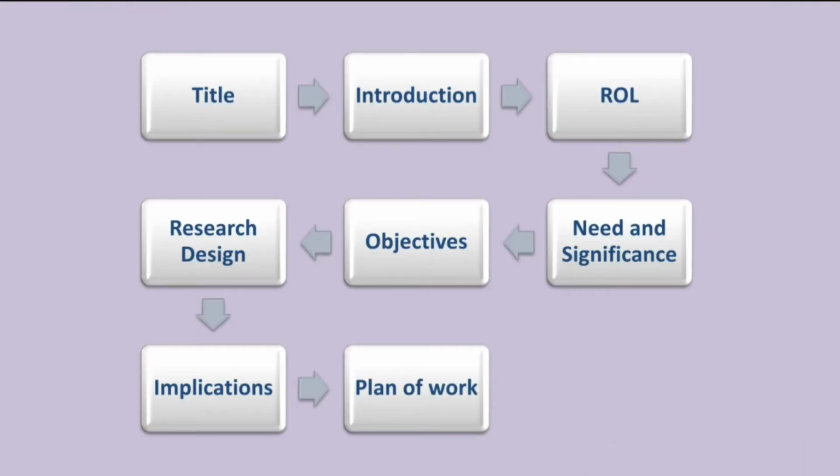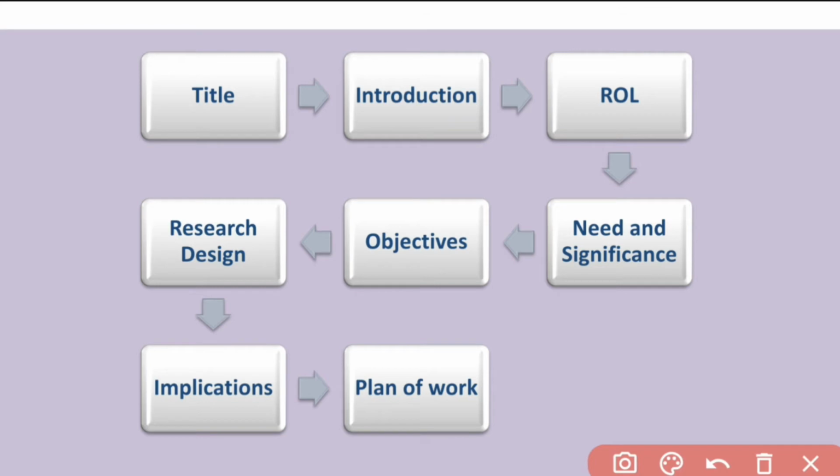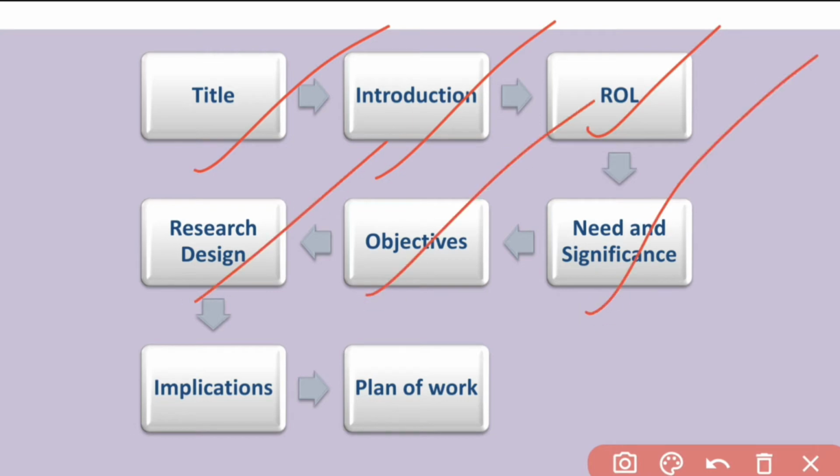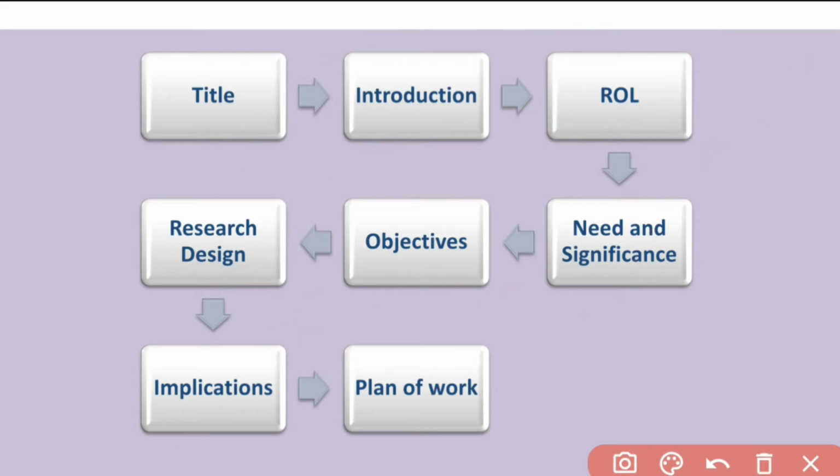So this is the format that we generally follow for preparing the research proposal. Firstly is the title, then introduction, review of literature, need and significance, objective of the study, research design, implications and plan of work. This is not a hard and fast rule that you have to follow these steps only. You can customize it by yourself.